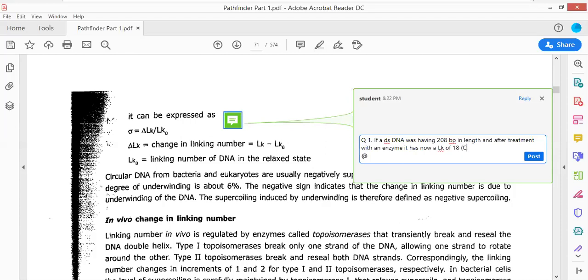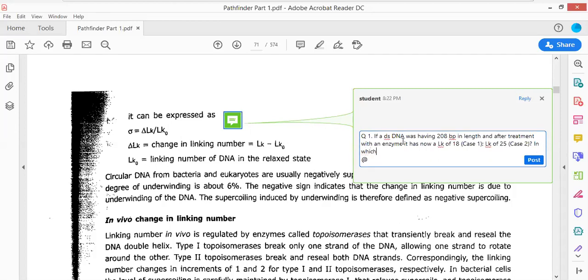Case 1, this is case 1, and in another case LK of 25. In case 2, which of the following DNA has what superhelical density? In which case the DNA is positively supercoiled, and where it is negatively supercoiled.